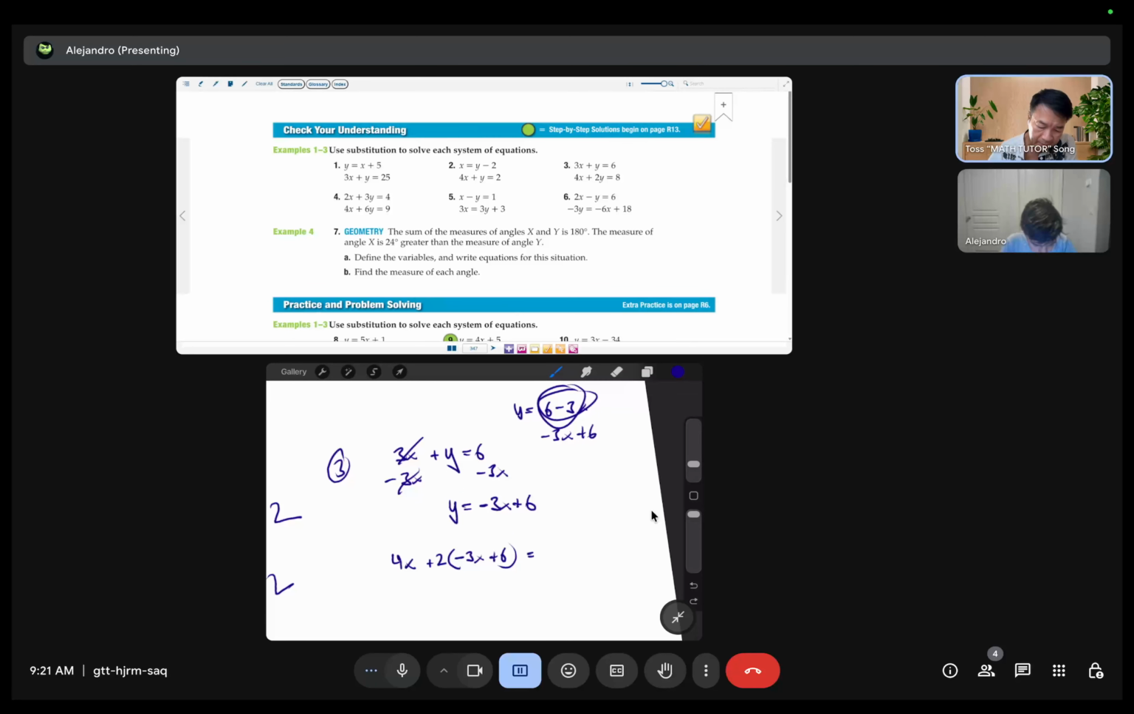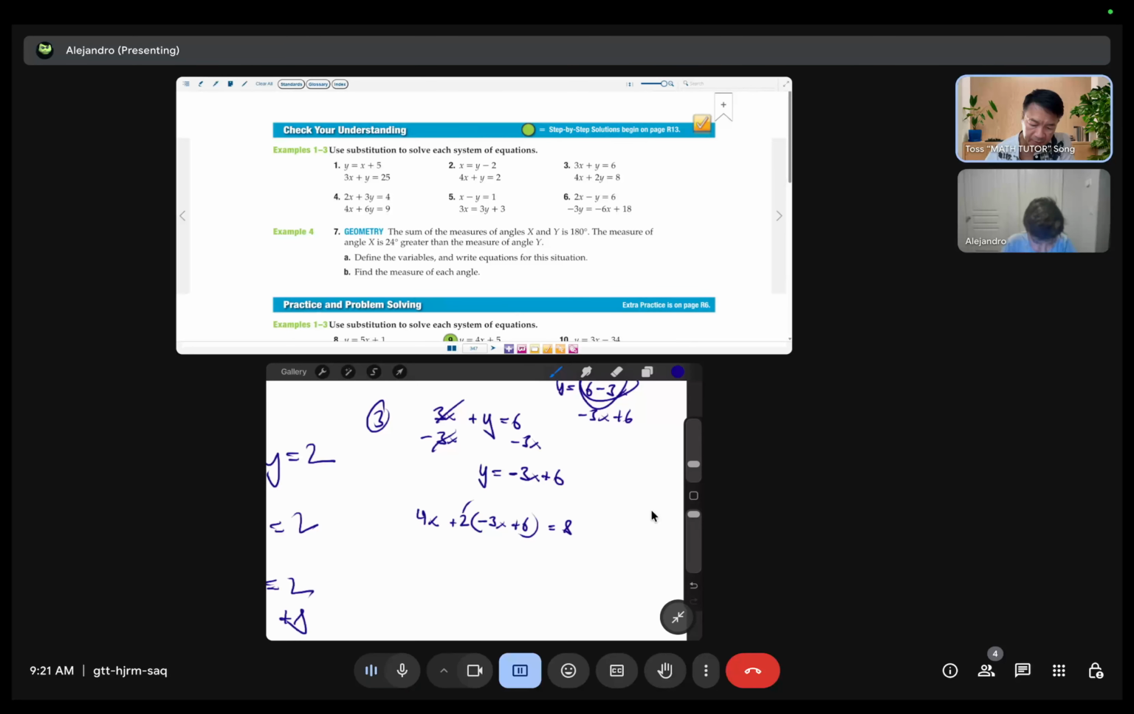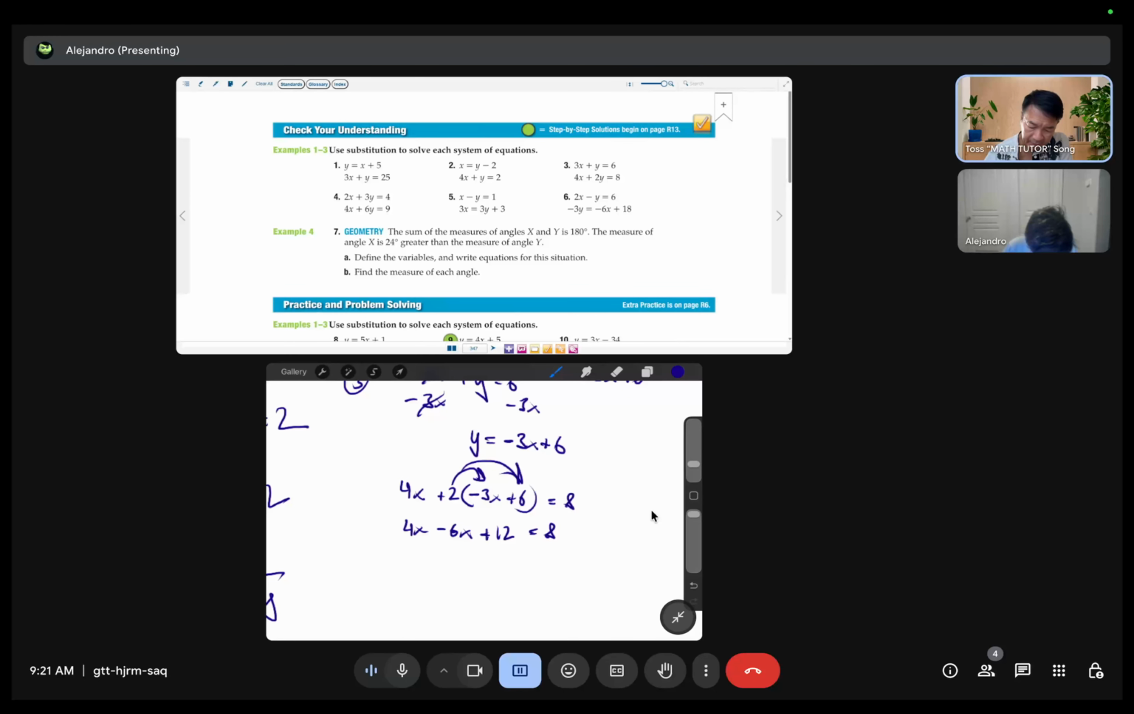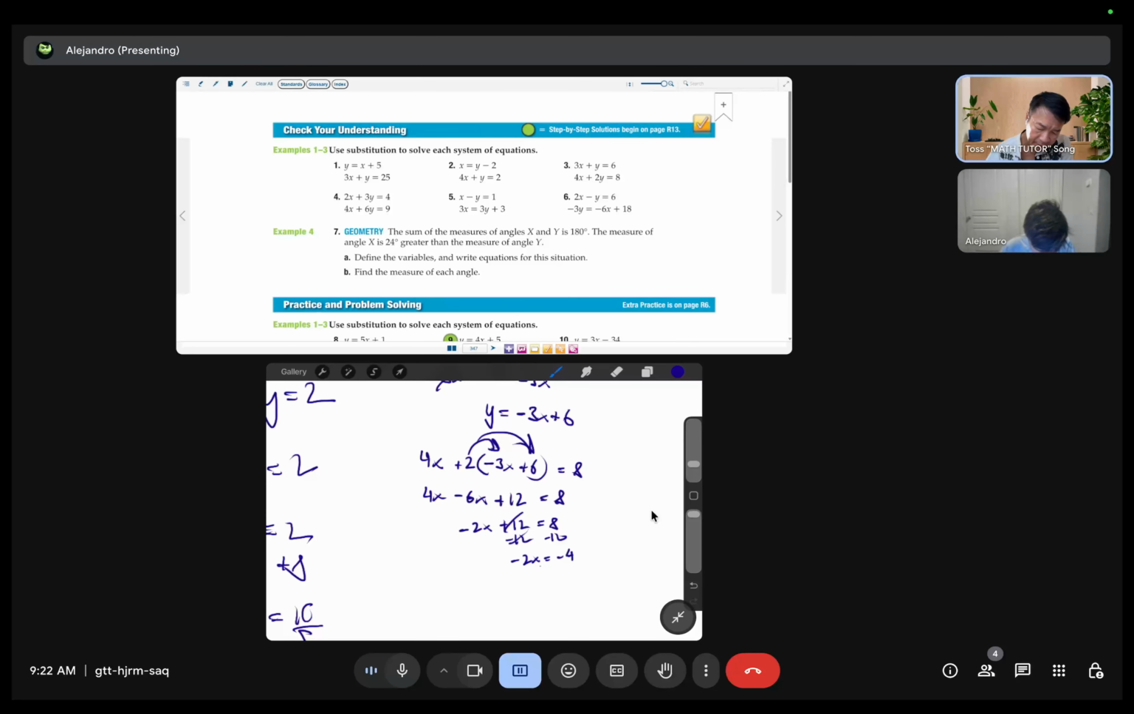So equals 8. Double check my math, okay? Write the 4x first, then distribute the 2. 2 times negative 3x plus 6, so 4x plus negative 6x plus 12 equals 8. Okay, combine like terms. Right there, you get negative 2x plus 12 equals 8. Subtract both sides by 12. You're left with negative 2x equals negative 4, I think. Yeah. Divide both sides by negative 2. So your x is positive 2.